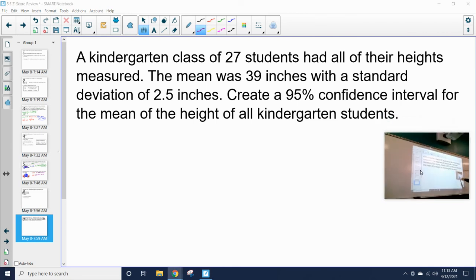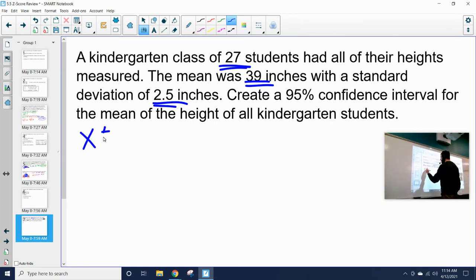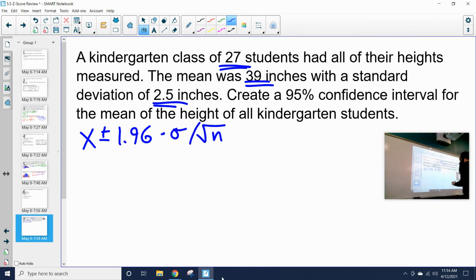So a kindergarten class of 27 students had all of their heights measured. The mean was 39 inches with a standard deviation of 2.5 inches. Create a 95% confidence interval for the mean height of all kindergarten students. So we're taking one class of kindergartners and using them to estimate the mean of all kindergartners. So we know it's x plus or minus 1.96 times the standard deviation divided by the square root of your sample size.